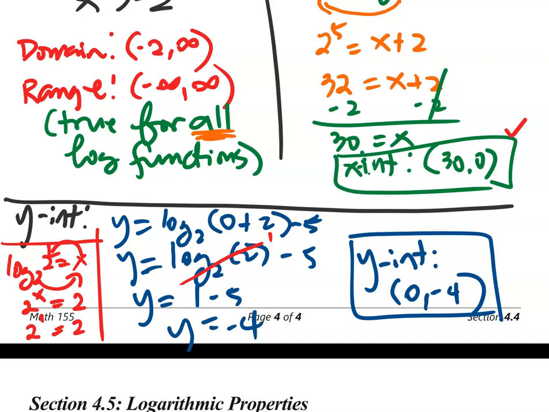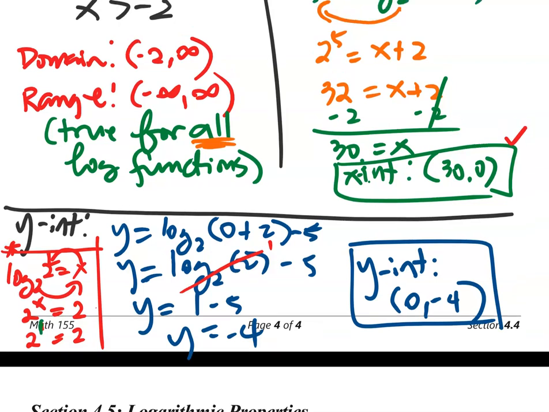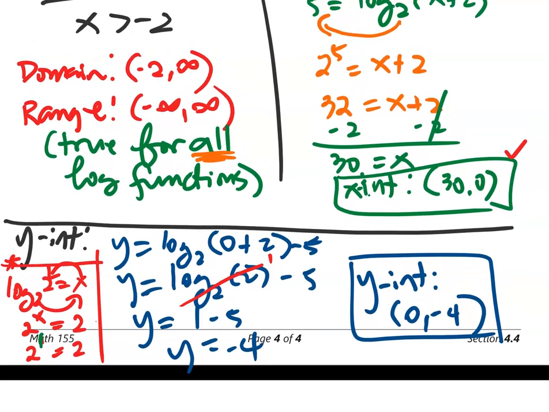Then for the y-intercept, that is plug in 0 to x, y equals log base 2 of 0 plus 2 minus 5. Log base 2 of 2 is equal to 1 because, recall, log base 2 of 2 is equal to what number? When we rewrite this to exponential, 2 raised to x is equal to 2. What is that number? Yes, that is equal to 1 because 2 raised to 1 is equal to 2. So 1 minus 5 is equal to negative 4. So the y-intercept is 0, negative 4.